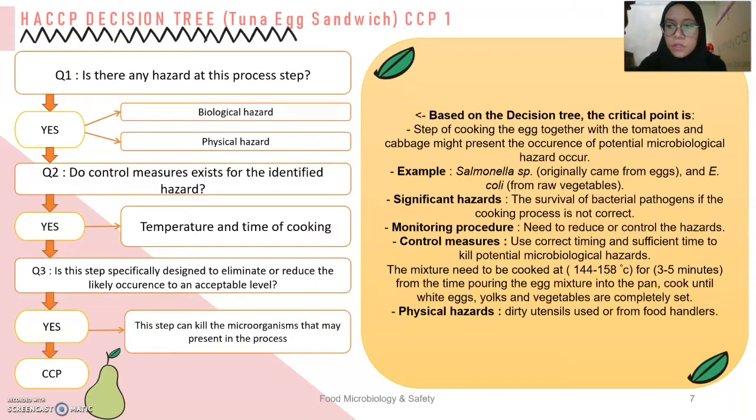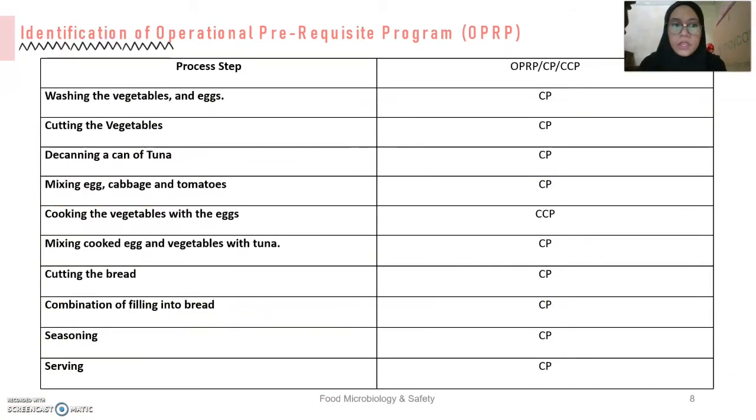The potential microbiological hazard that might occur is Salmonella sp. from the raw egg or E. coli from the raw vegetables. Physical hazards usually come from dirty utensils or from food handlers. The OPRP identification of the tuna egg sandwich shows that there is no OPRP and only control points and critical control points.